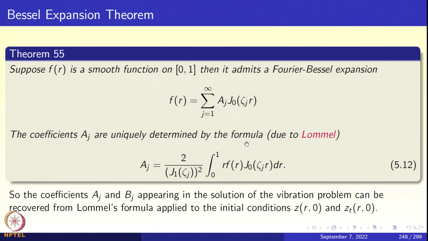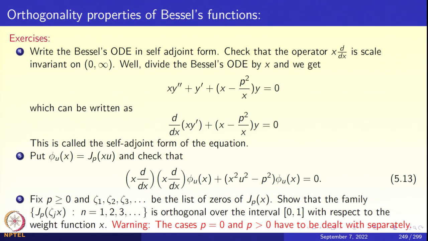It is the exact analog of those coefficient formulas, a_n equal to 1 upon pi integral from minus pi to pi f(t) cos nt dt, etc. They're analogs for the Fourier-Bessel expansion. Okay, so let's proceed further. So now we discuss the orthogonality properties of the Bessel functions.